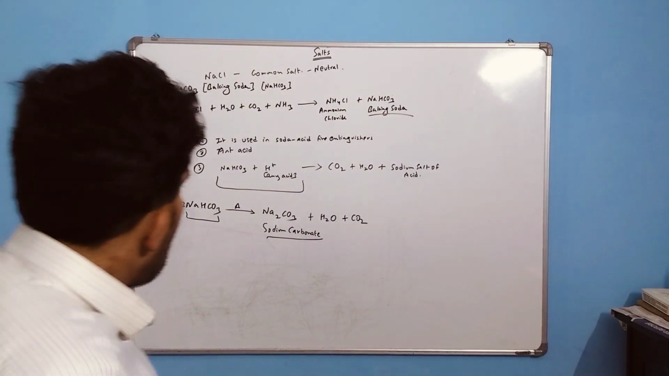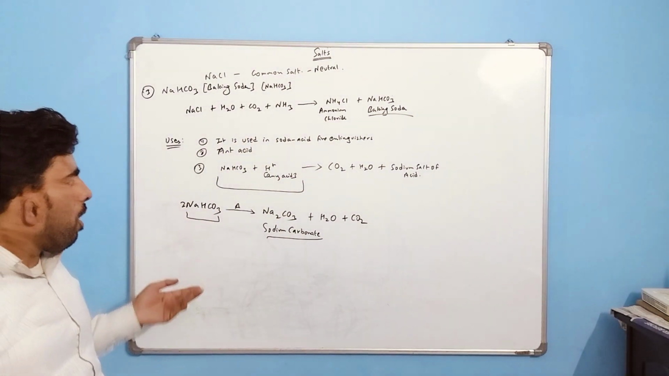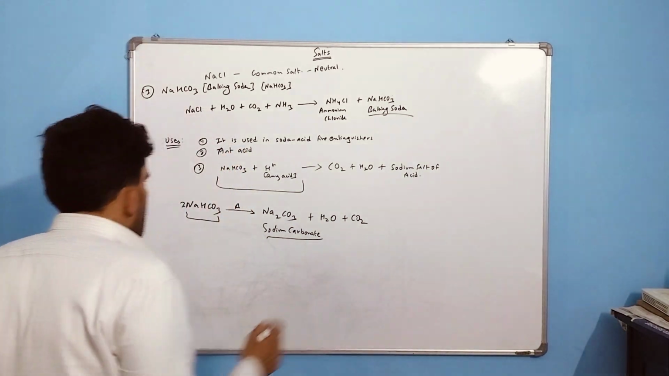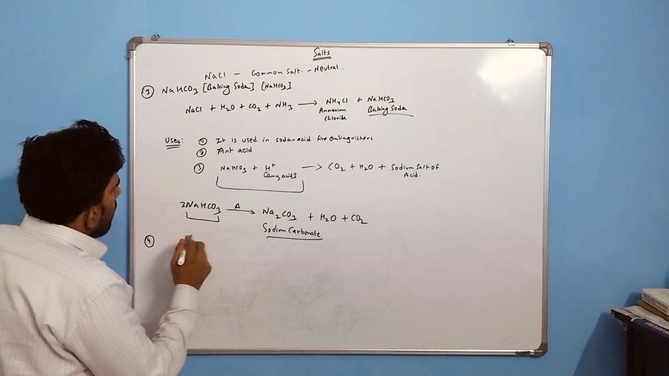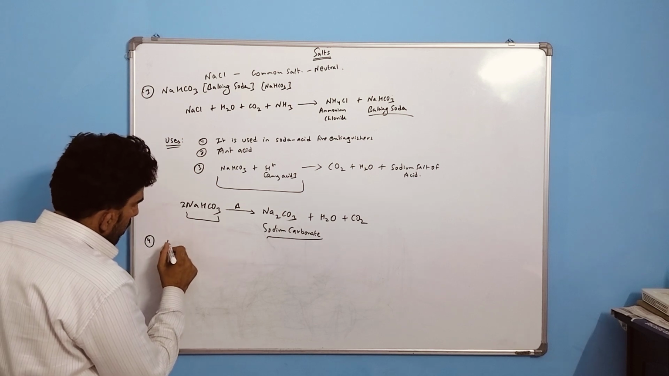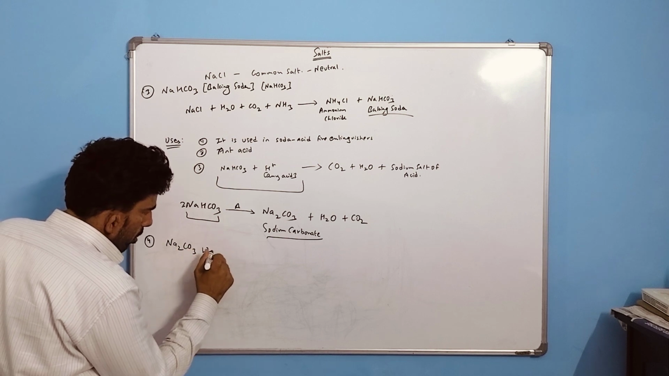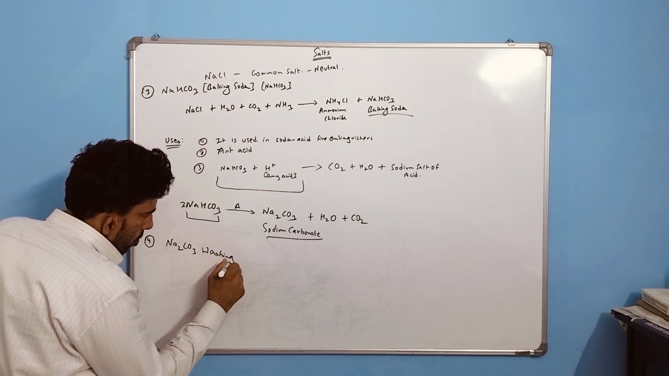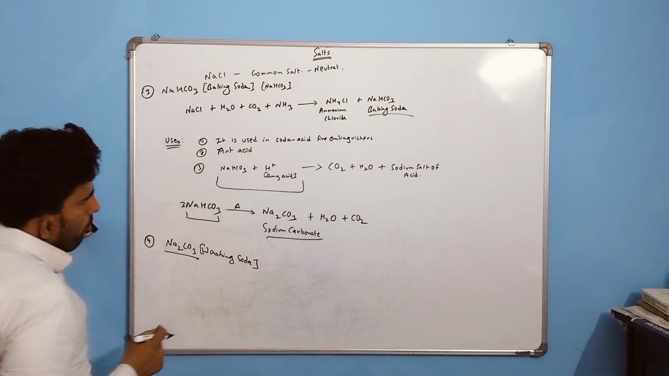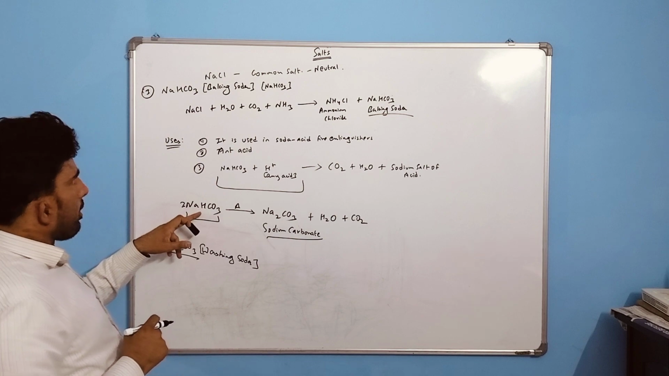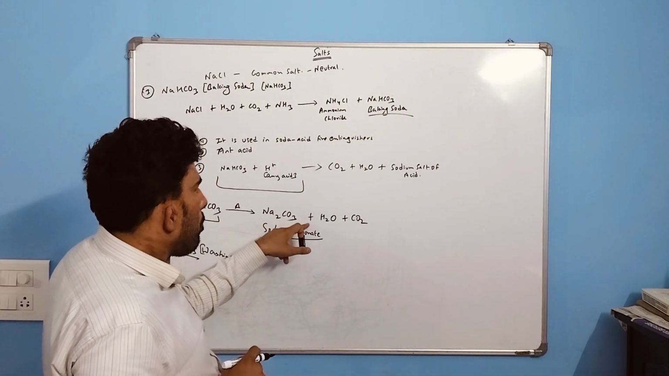Now we are able to know the three salts. Now we'll move to the fourth one. The fourth one is washing soda. I will write here Na2CO3. That is called washing soda. What I got after heating baking soda is dry sodium carbonate.